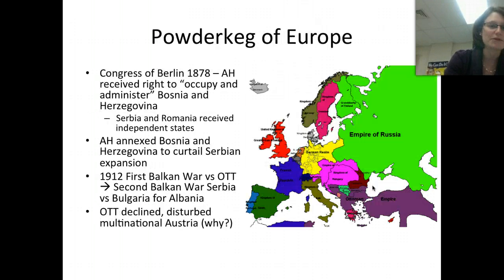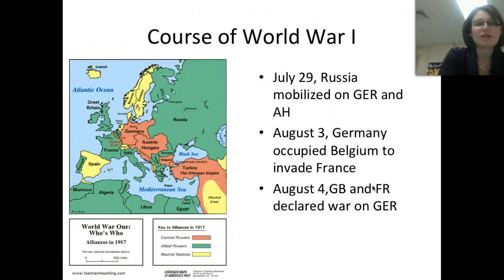Remember, there are all these other wars up here. Okay, you get it. Now, this starts World War I, basically. So here's the deal. How does everybody else get involved? Russia, because of pan-Slavism, wants to defend the Serbs from the Austrians. So Russia mobilizes on both Germany and Austria-Hungary.